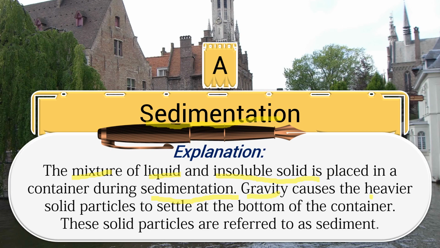Gravity causes the heavier solid particles to settle at the bottom of the container. These solid particles are referred to as sediments. So we are saying that when we have a mixture of a liquid and insoluble solid, when they are placed in the container, sedimentation takes place. And this is because of gravity. The heavier solid particles are going to settle at the bottom of the container, and they are the ones that we call sediments.